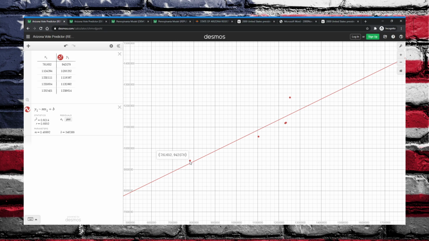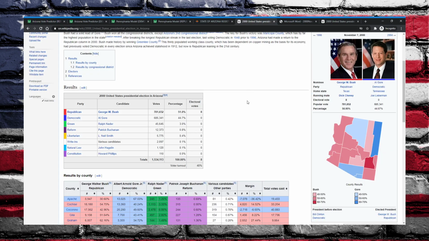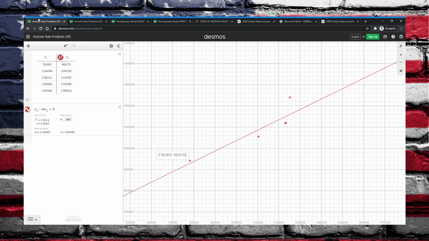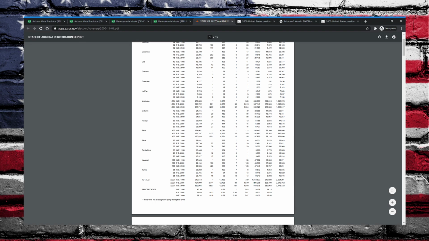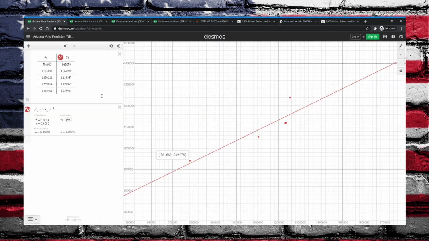So, for example, let's look at the 2000 election. Alright, so this is how it works. This bubble right here is the 2000 election. This is Bush versus Gore in Arizona. Bush got 781,000 votes, alright? So we plop in 781,000 votes. We also look at the registered voters at the time of the election. This one right here: 942,000 registered Republicans. And you just input that, and you do the rest for 2004, 2008, 2012, 2016.